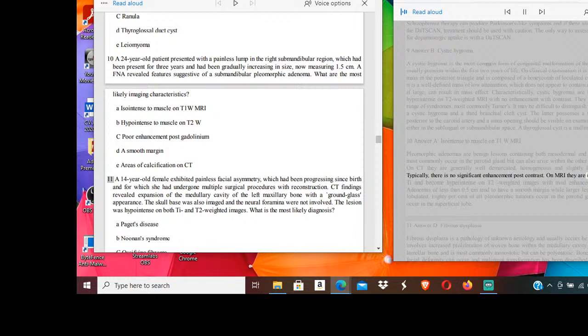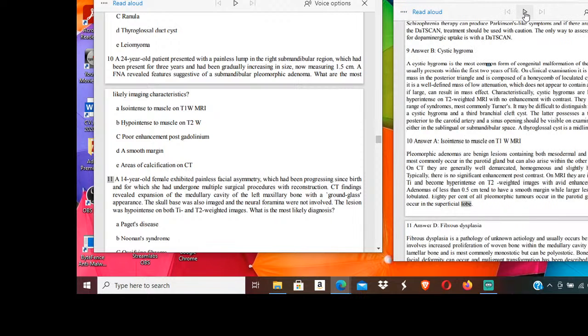On MRI they are isointense to muscle on T1, and become hyperintense on T2-weighted images with avid enhancement post-gadolinium. Adenomas of less than 0.5 centimeters tend to have a smooth margin while larger lesions may appear more lobulated. 80% of all pleomorphic tumors occur in the parotid gland, and of these 80% occur in the superficial lobe.